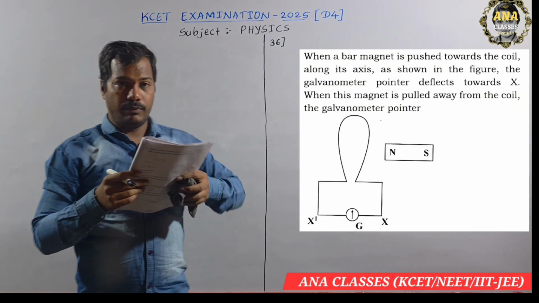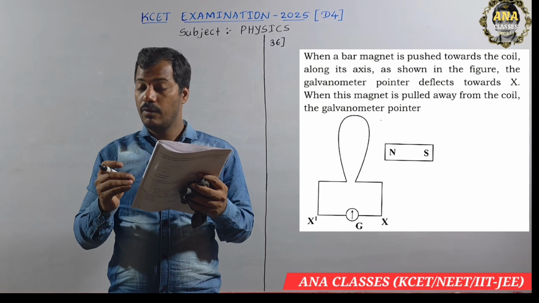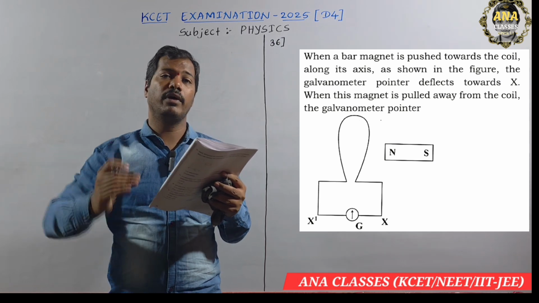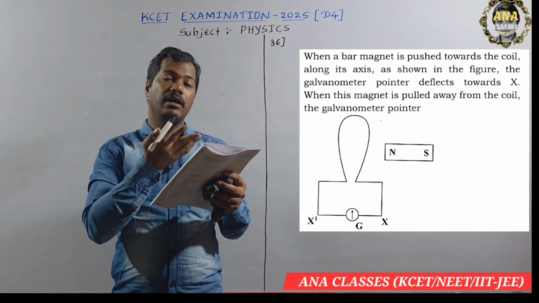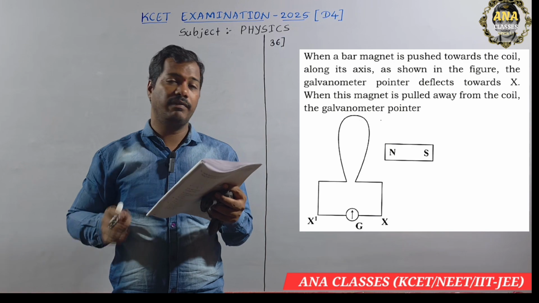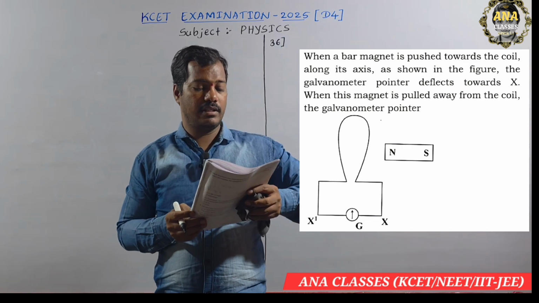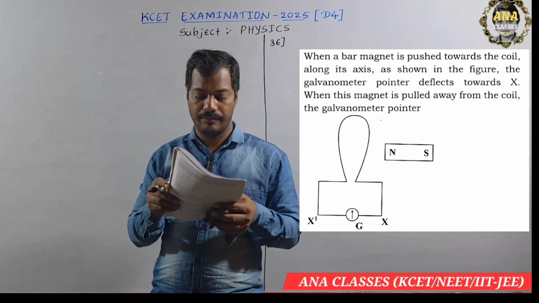So the question number 36. When the magnet is pulled away from the coil, then its direction is reversed, so it deflects towards the x dash. Answer is deflects towards the x dash here.